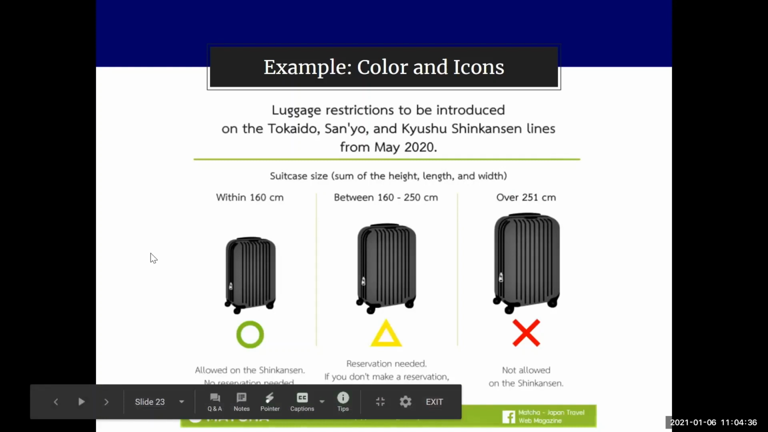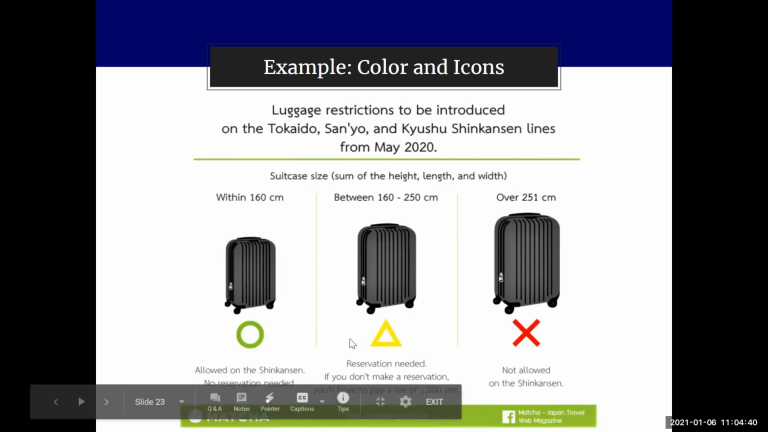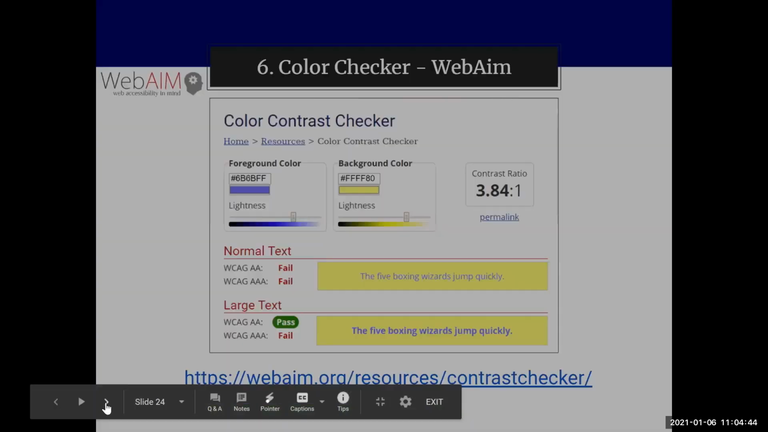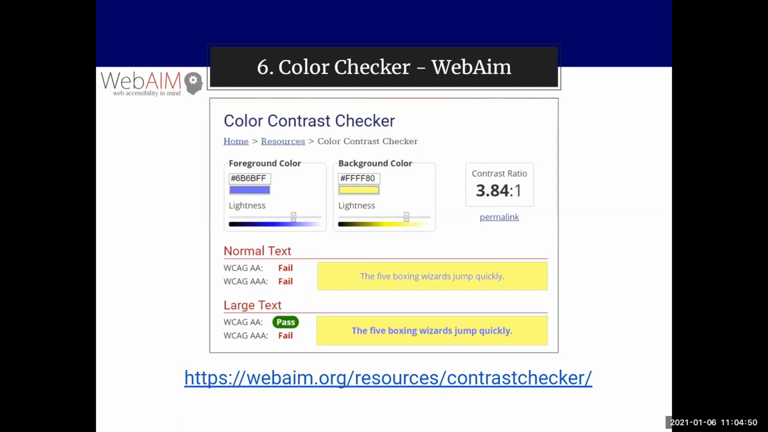And this is just an example of using colors and icons, the dark luggage and then the different color symbols. If you're creating a document, you want to make sure your color contrast is up to par. You can use WebAIM as a color checker. Again, this is another free tool that's available for anyone to download or add on to your computer.